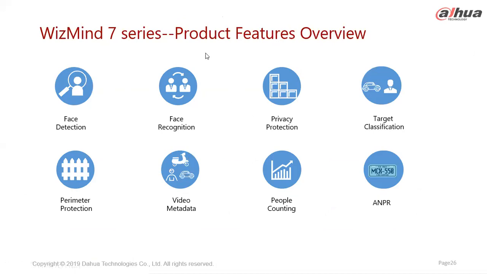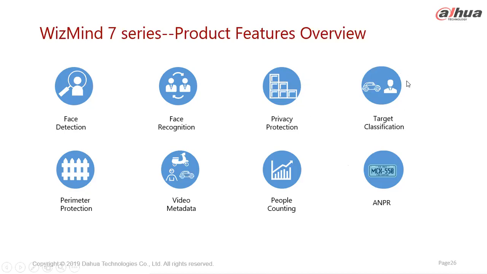good, because all cameras that have WizMind 7 can do number plate recognition. So if you see a camera with a number beginning with 7, just know that camera can support ANPR. These are general functions for WizMind 7 cameras, including face detection and recognition, privacy protection. So we'll get to know what privacy is. I think we talked about this in camera features. So this is what we already did.